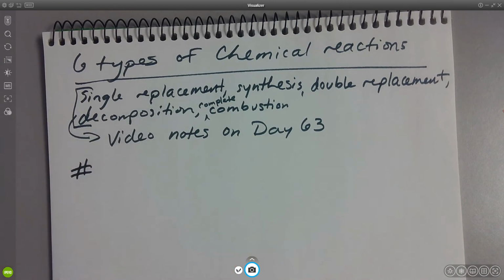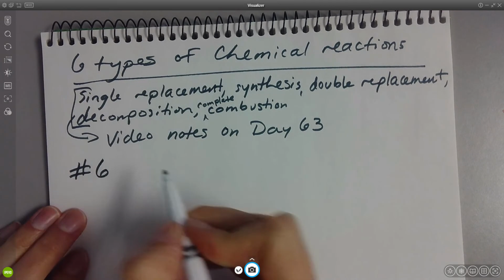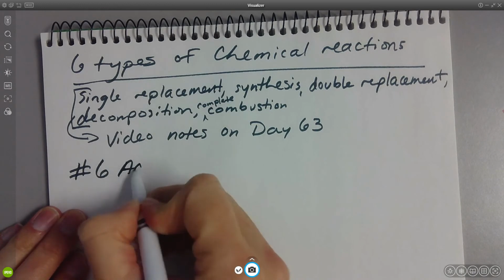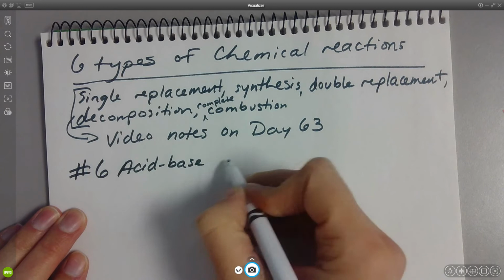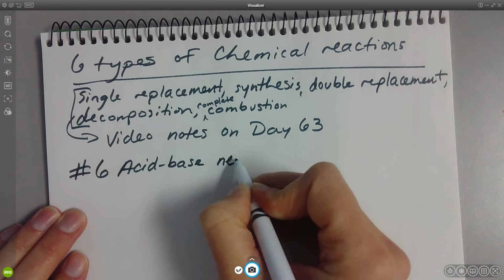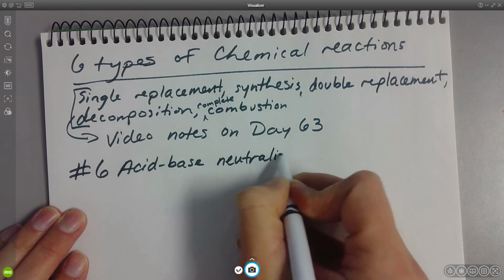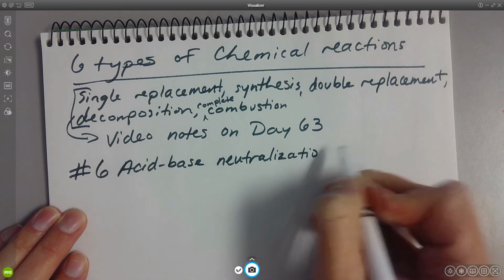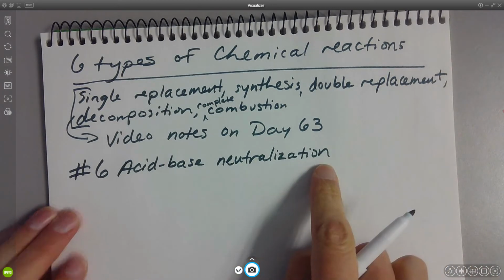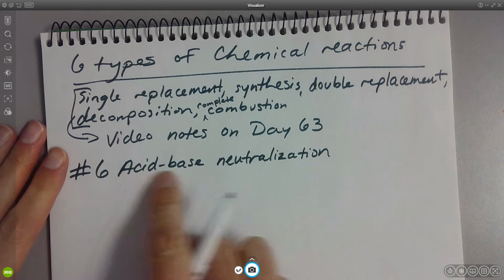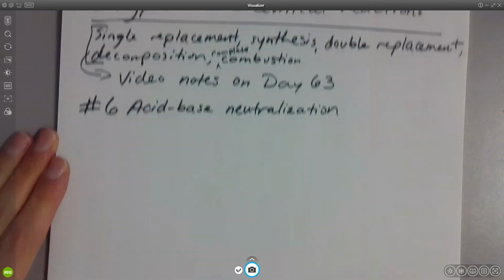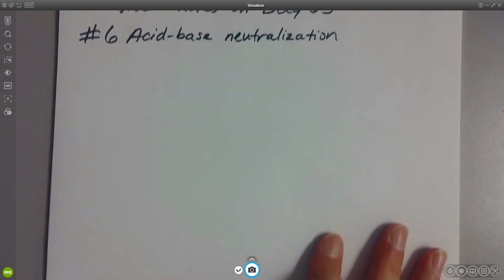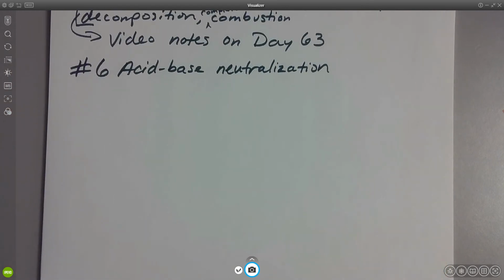The 6th type of reaction that we're going to learn about is called acid-base. And sometimes it's called acid-base or neutralization. Sometimes it might be called neutralization all by itself, or acid-base neutralization, or just acid-base, okay? But all of those would be good terms for that.